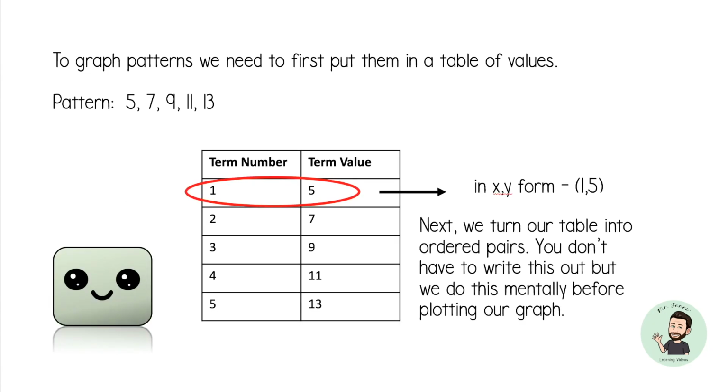So next, we turn our table into ordered pairs. You don't actually have to write this part down, but in your head at least, you have to realize that that's the case because you need to plot them on a graph. So you need to realize that your term number is going to be your x value, and your term value is going to be your y value when you graph these values.